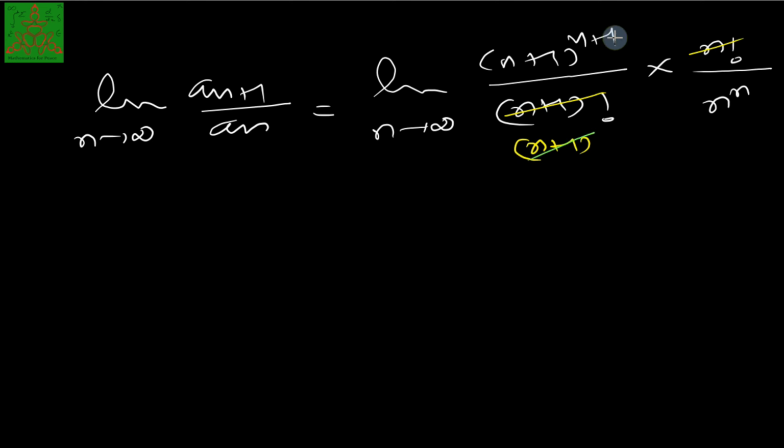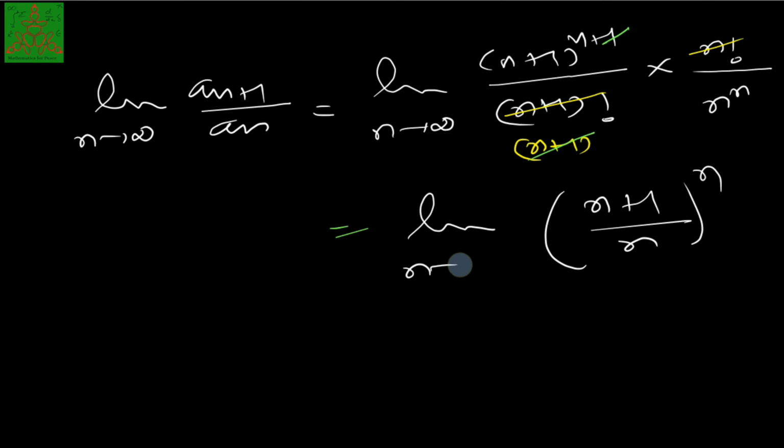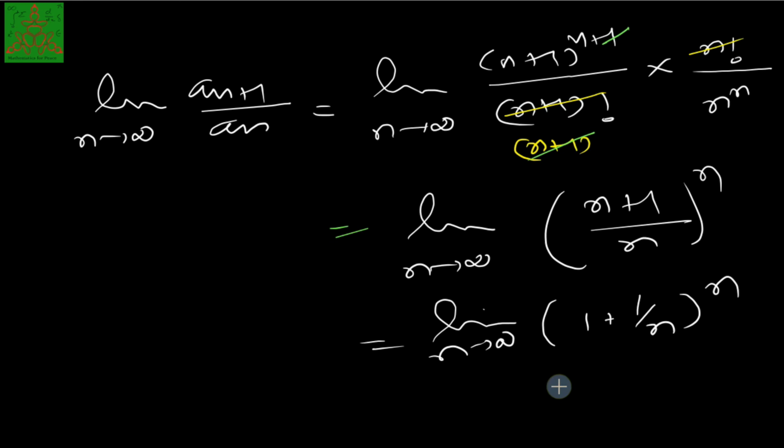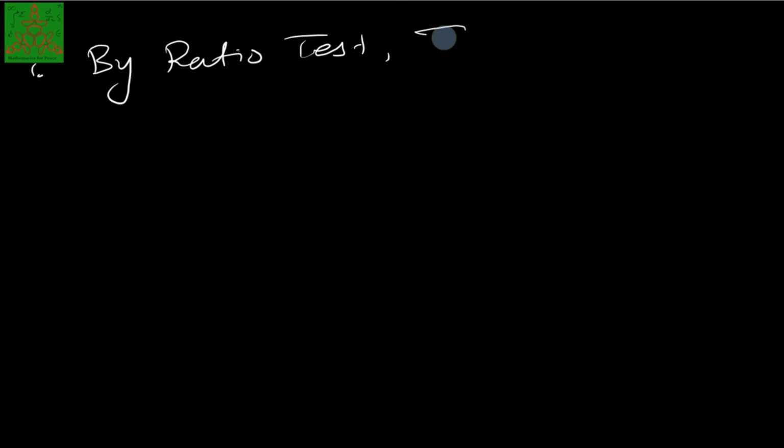And the quantity left here is the limit of n plus 1 upon n raised to n as n tends to infinity, that I can rewrite as 1 plus 1 by n raised to n. This is the value of e, which I already told you, that is greater than 1. So therefore, by ratio test, summation of n power n upon n factorial is divergent.